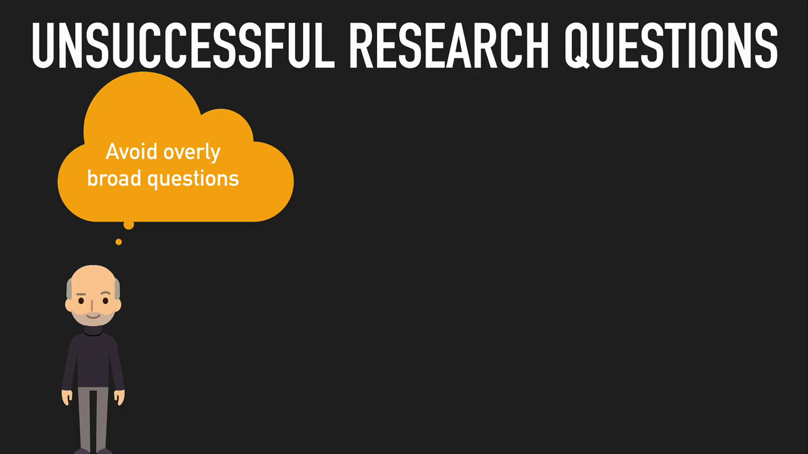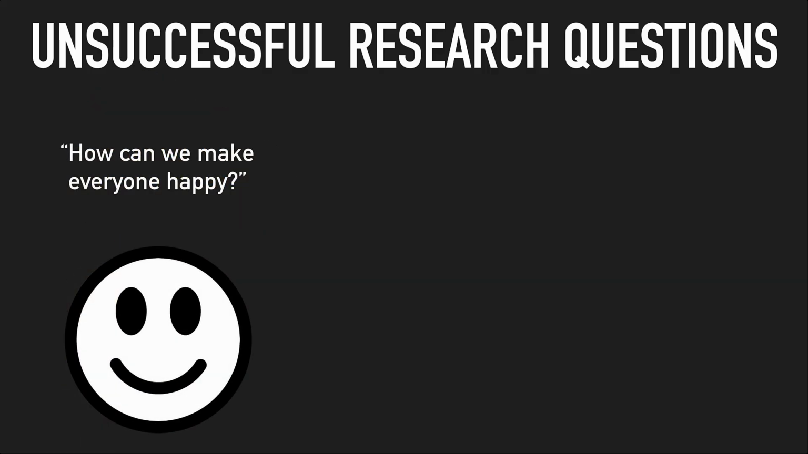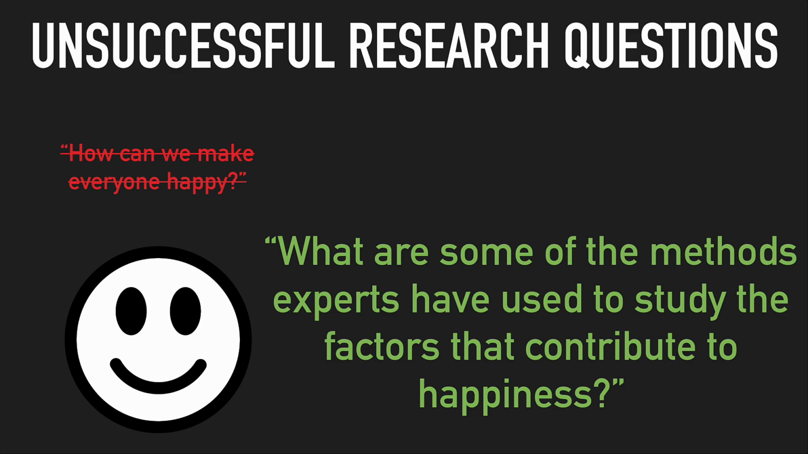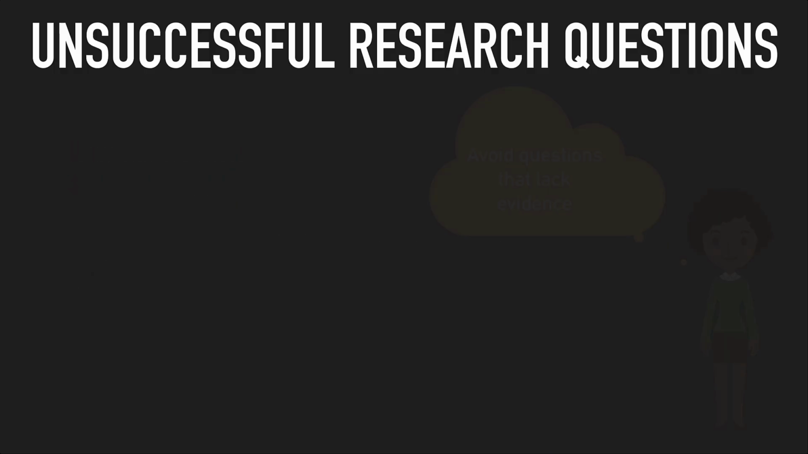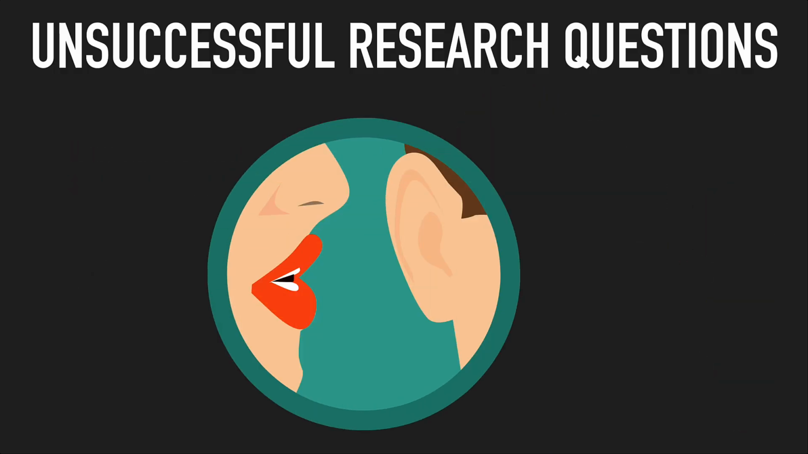Questions that are too broad should also be avoided. These tend to be questions that are so broad that researching them becomes implausible. For example, the question, how can we make everyone happy, is impossible to answer because the answer will vary depending on the person. A stronger question is, what are some of the methods experts have used to study the factors that contribute to happiness? We should avoid questions that lack evidence. For example, a research question about confidential conversations around national security can't be researched.